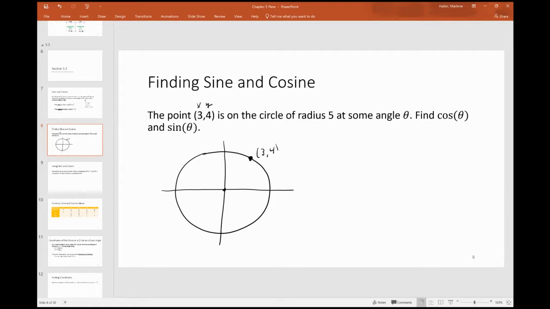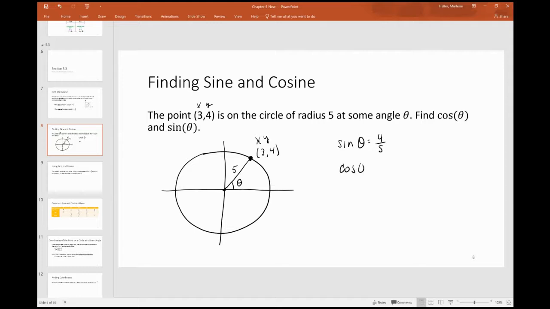X is 3, y is 4, all right? Now the radius of that circle is 5, okay? And we're going to call the angle that it makes with the horizontal theta. To find the cosine of theta and the sine of theta, we're just going to use their definitions, the ratios. So our radius was 5. The sine of this angle theta is going to be the y over the radius, so that's going to be 4 over 5, 4/5.